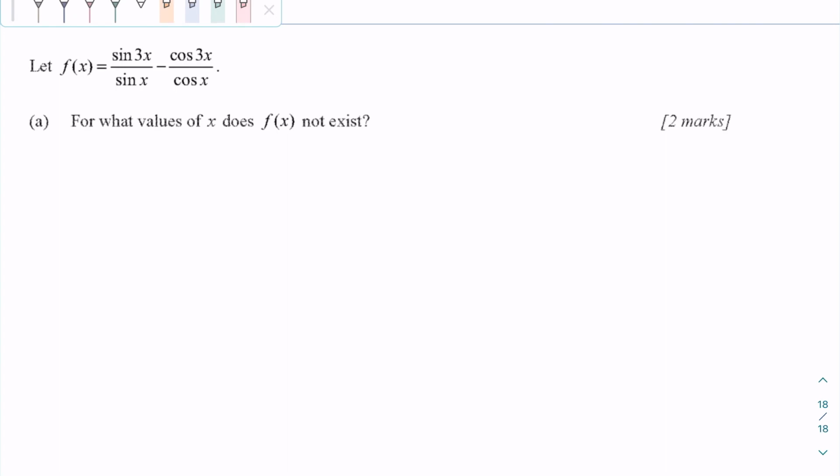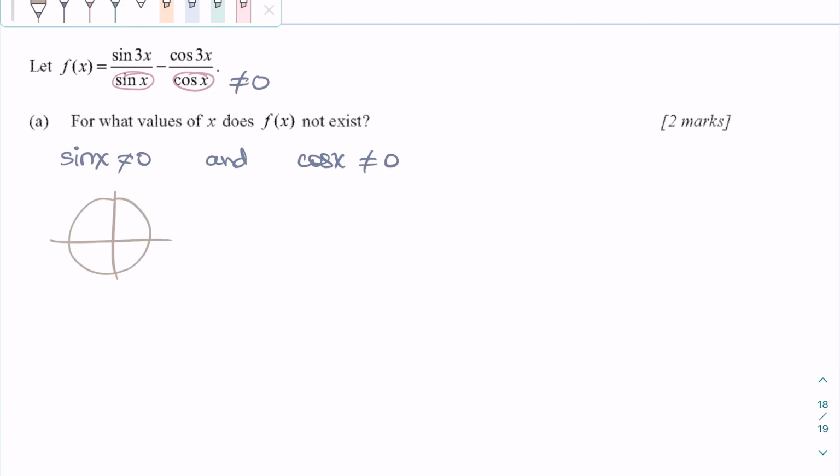For what values of x does this function not exist? Since this is a combination of rational functions, a rational function is not defined when the denominator is 0, because this will be a division by 0, which is not possible. This means we have to take all of the denominators and make them equal to 0, and find the x values for which this is true.